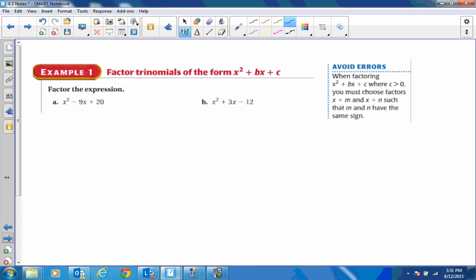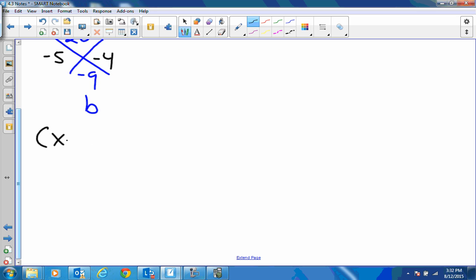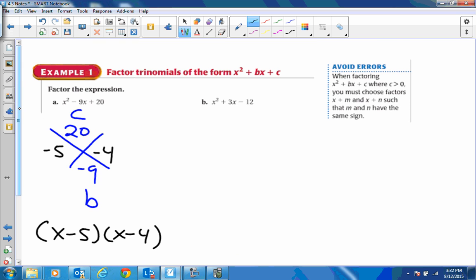The method I teach is the X method, which is you want to make an X, and we want the factors of C, which in this case is 20. We want factors of C to add up to B, which is -9. So what are factors of 20 that add up to -9? Well, that would be -5 and -4. -5 times -4 is positive 20. -5 plus -4 is -9. So you rewrite it as x minus 5, x minus 4. And that would be your answer.